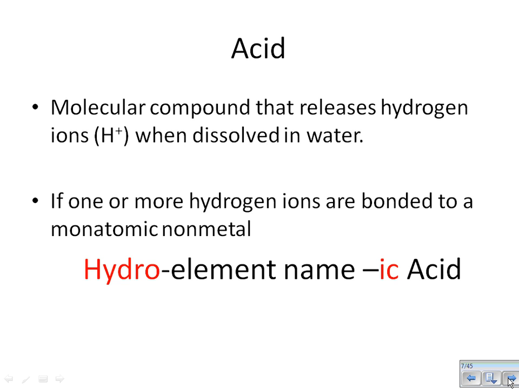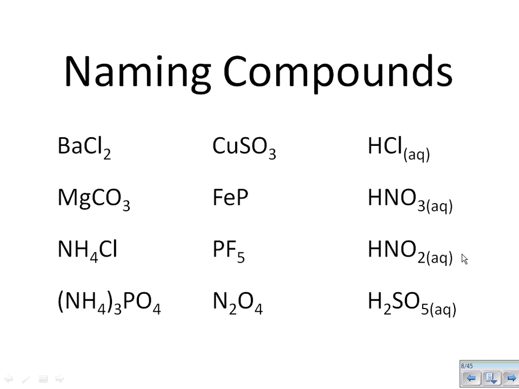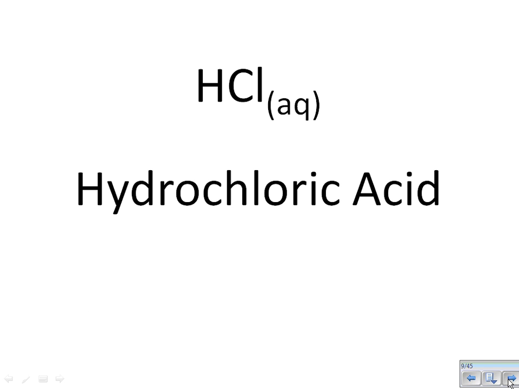So let's take a look at what we are naming. We've got hydrogen and chlorine. Now let's get to this little thing right here. Aqueous means that it's in solution. So it means that it's in water, and if it's in water, it can release this hydrogen ion. So we are going to add the prefix hydro in front of chlorine, but we're going to drop the ending ine, add ic, so this is hydrochloric acid.